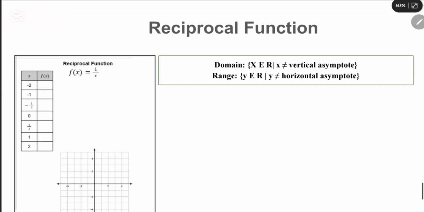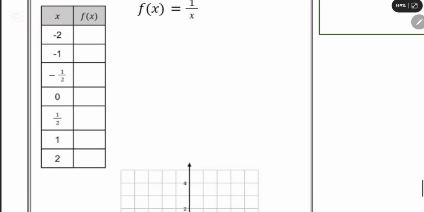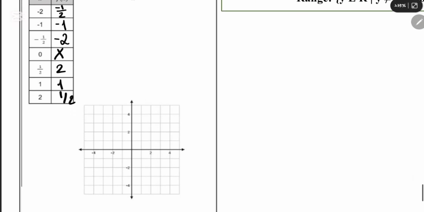Okay, now on to reciprocal functions. Let's just graph this first. Okay, this is going to be a hassle. This is probably one of the worst functions, but it's not hard, it's just annoying, I'd say. Okay, so let's just graph this real quick.